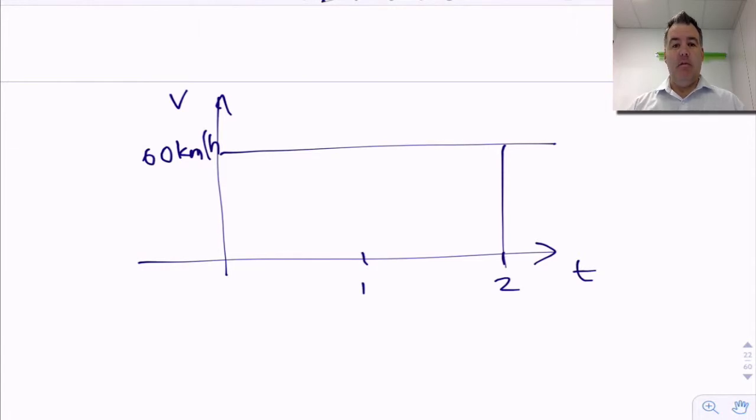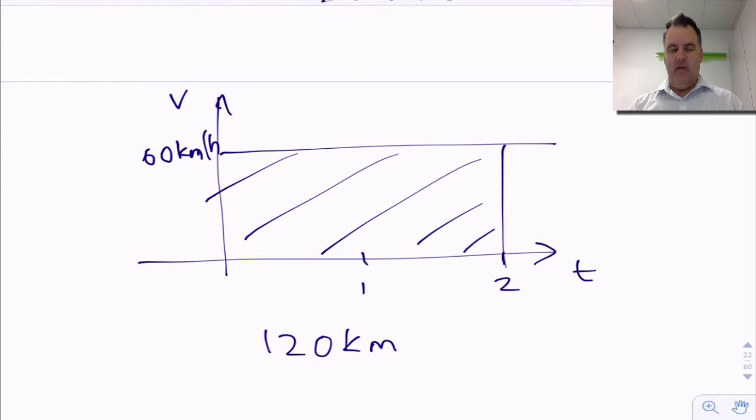I think you could probably tell me how far the car has travelled in those 2 hours. It's been going 60 kilometres an hour constantly for 2 hours. So you know that the car has travelled 120 kilometres. Now, it's also a fact that the area of this rectangle is 60 times 2, 120. Now there's a connection that people started seeing.